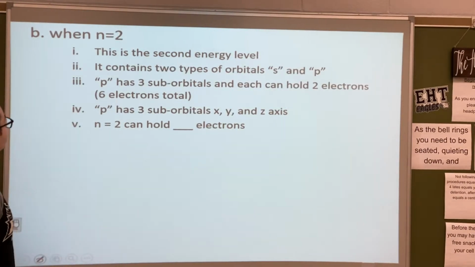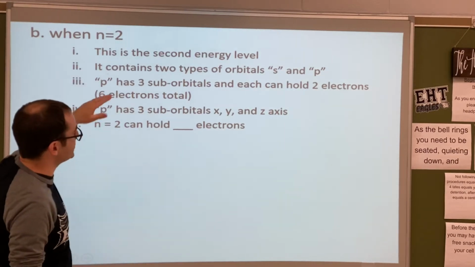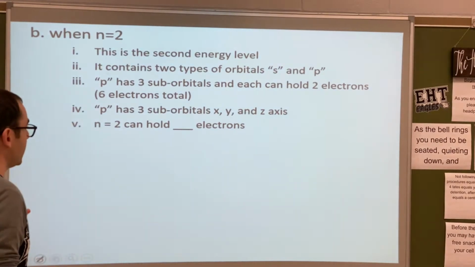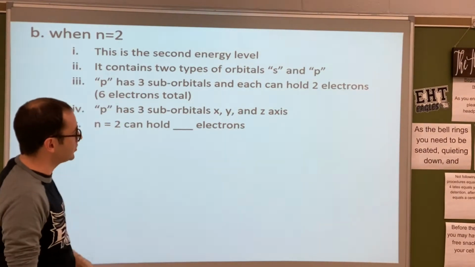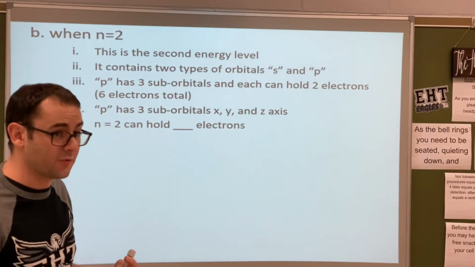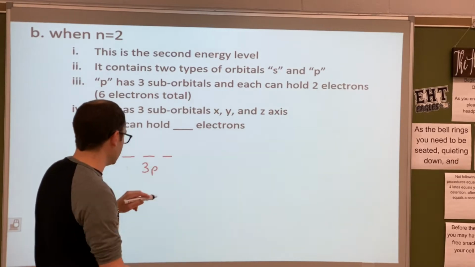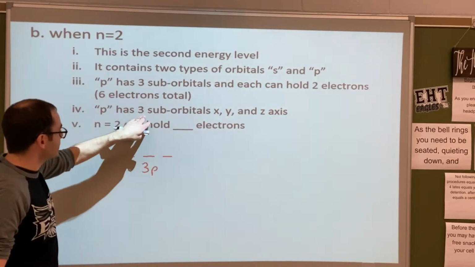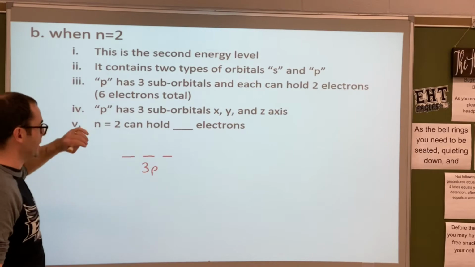Here's the second one, n equals 2. This is the second energy level. It contains 2 types of orbitals, S and P, which we know, right? S has the 2 from before we talked about, but P has 3 suborbitals, and each of those can hold 2 electrons, giving us a total of 6, right? And this is what we talked about before. We know what to do. We would draw our little lines here and our 3P or 2P, whatever it happens to be, all right? Those 3 suborbitals can be divided into X, Y, and Z, and those were the dumbbell-shaped ones.